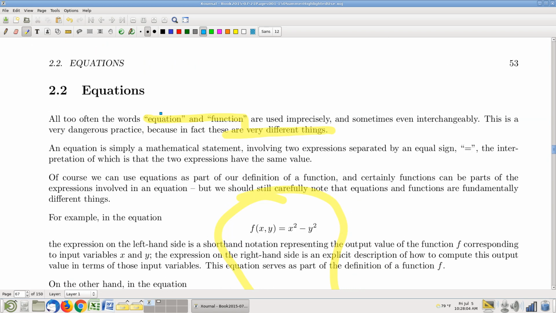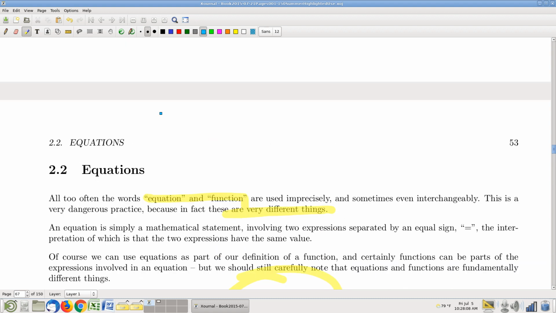Okay, moving along. Let's talk about equations. First thing I want to take a moment to recognize: equation and function are very different things. Students all too often conflate these terms. This is a problem. Got to be really careful about that.